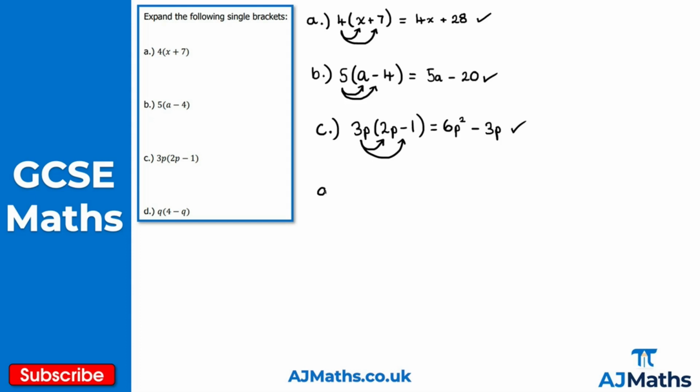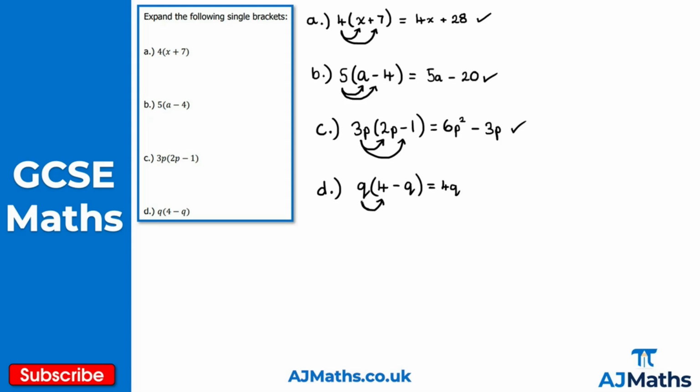And then finally for D here, we've got Q bracket 4 minus Q. So again, taking the term on the outside here, simply Q, times by each term inside the bracket. So I've got Q times 4 here to begin with. That would give me 4Q.